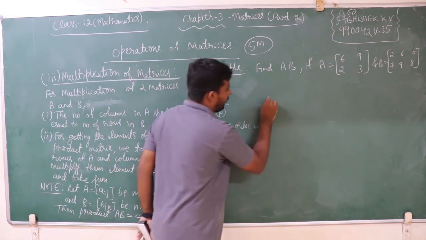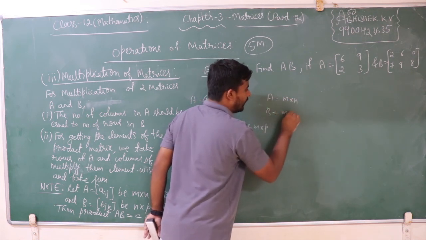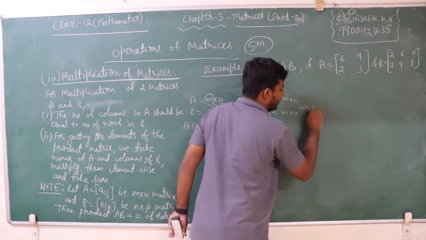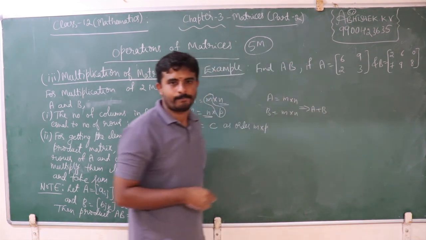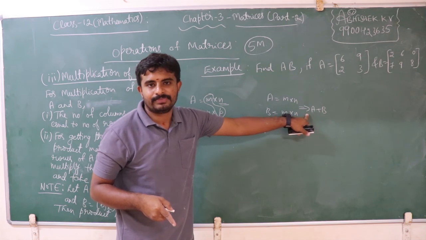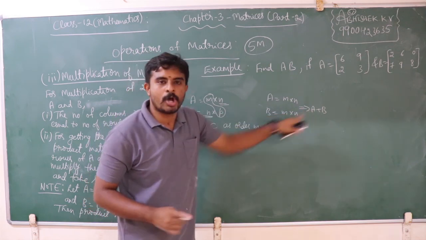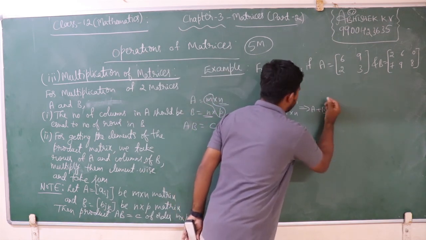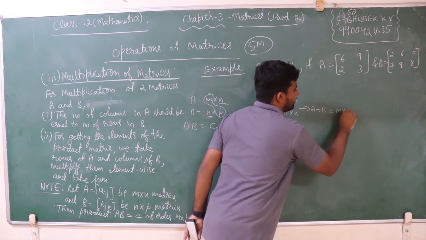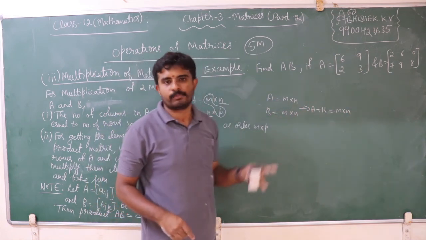But for addition, if A is M cross N, B should be M cross N. This implies A plus B is defined, because both matrices should have the same order, and only then is the addition obtained by adding the corresponding elements. This also has order M cross N. A has M cross N, B has M cross N, A plus B has M cross N.